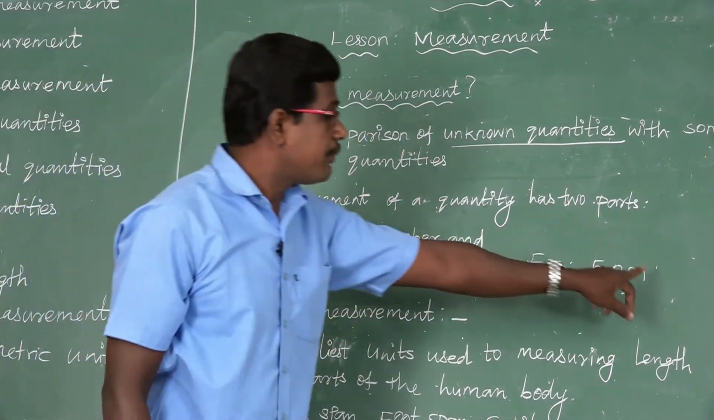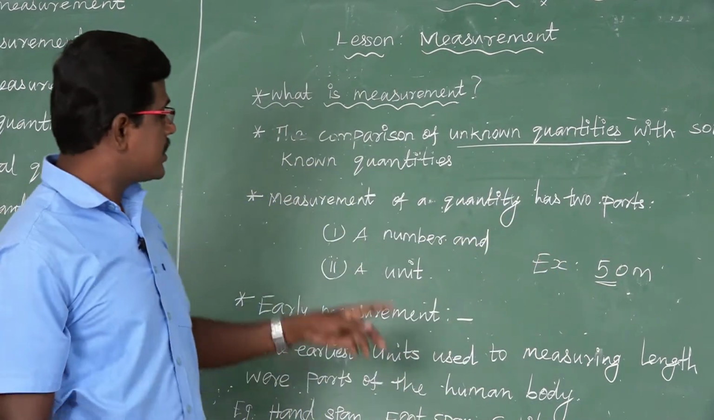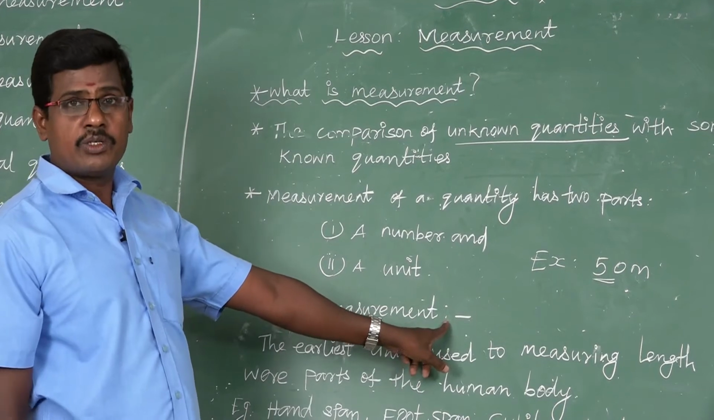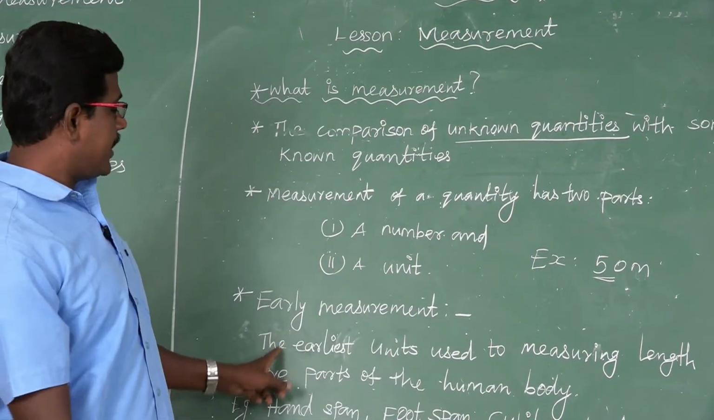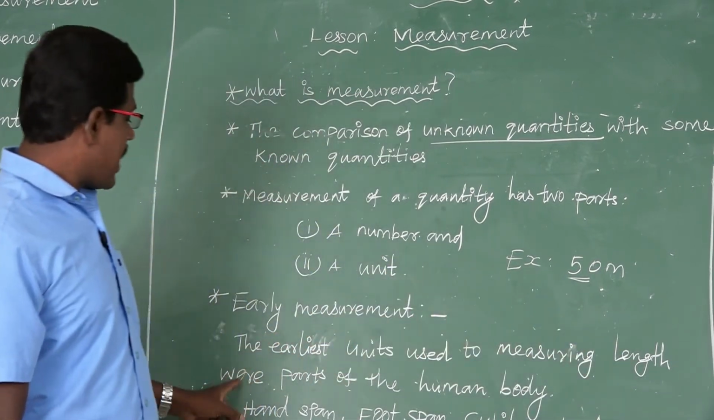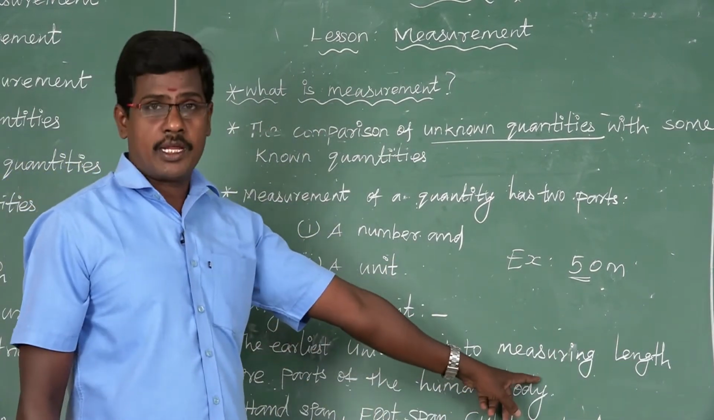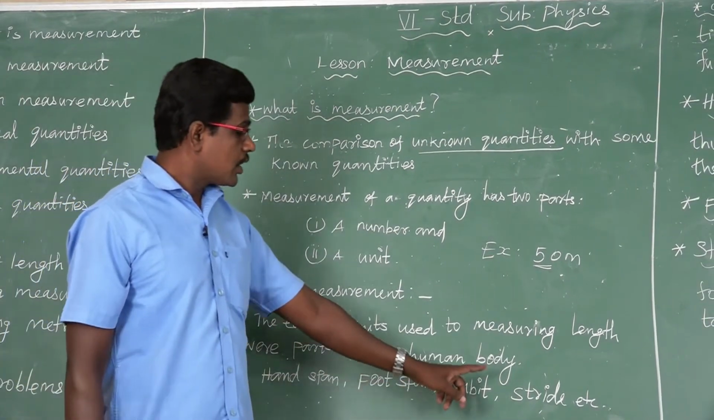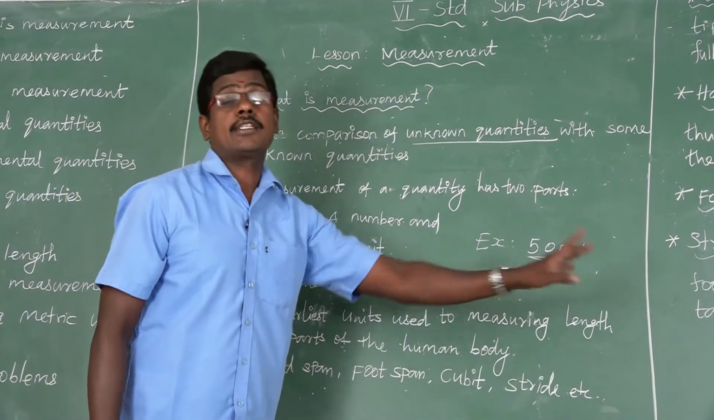What is a unit? Standard measurement is called a unit. What is an early measurement? The earliest units used for measuring length were parts of the human body, for example, hand span, foot span, cubit, stride, etc.